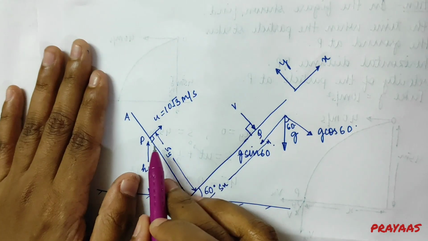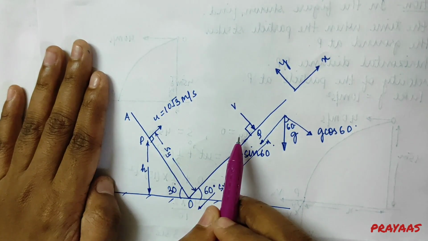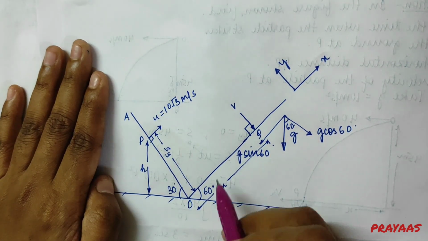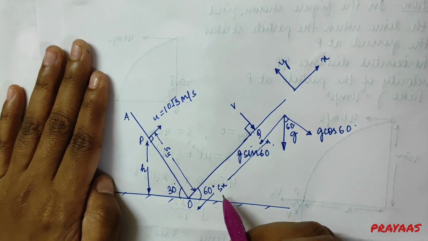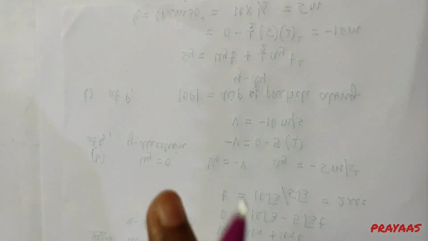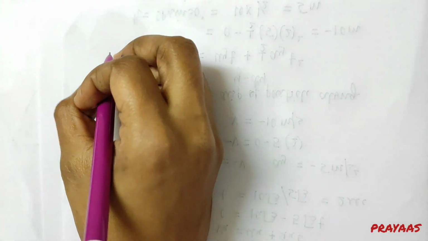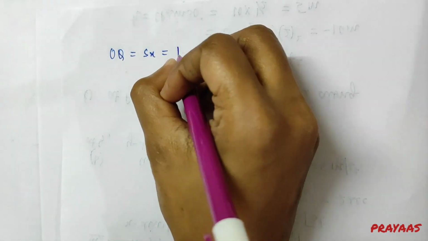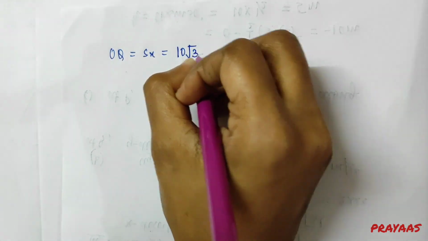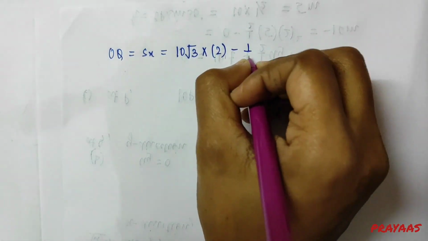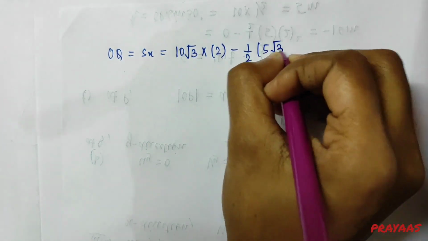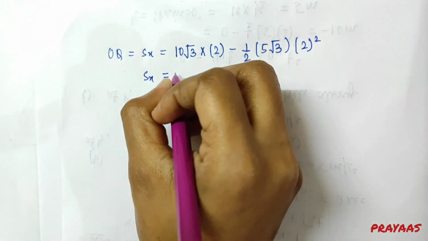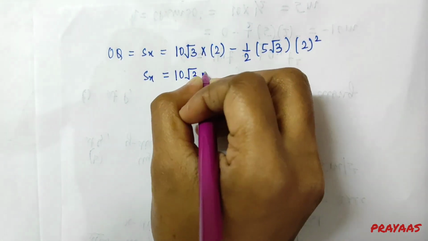Now for the next part of the question, I have to find the value of PQ. The value of Sy I already know. So now I will find the value of Sx. Sx will be equal to OQ. Applying the second equation of motion, that is 10 root 3 into 2 minus half into 5 root 3 into T squared, with T being 2, Sx will be equal to 10 root 3 meters.